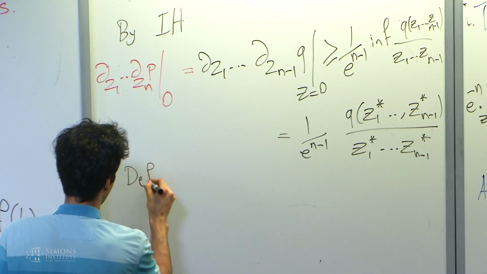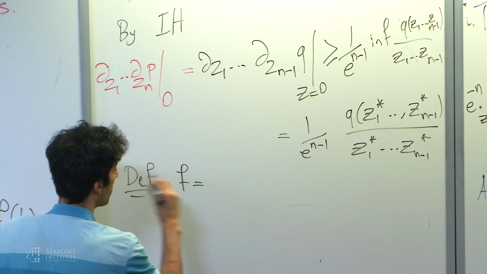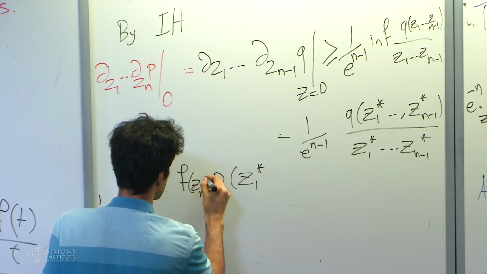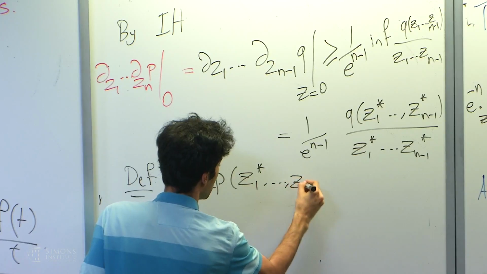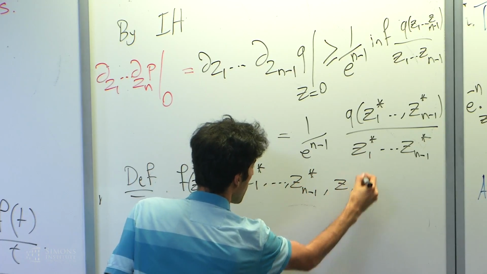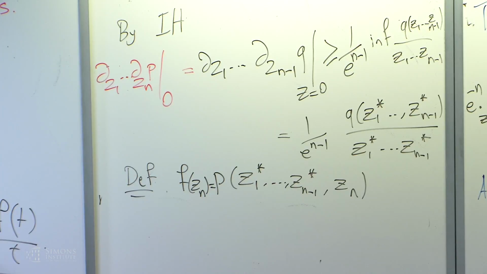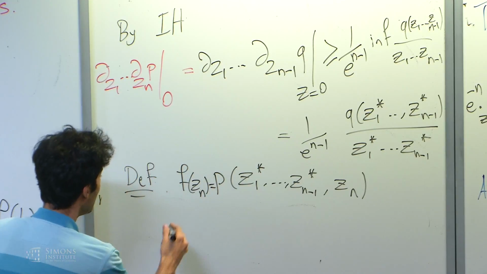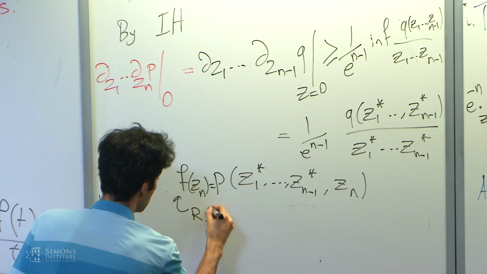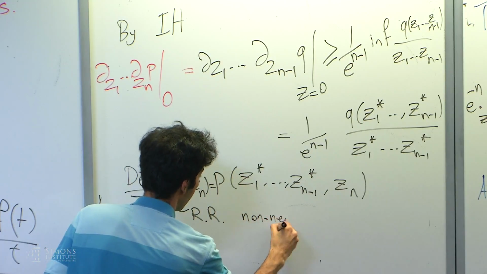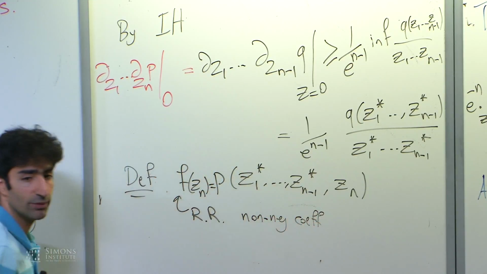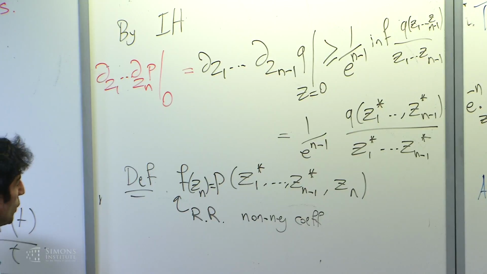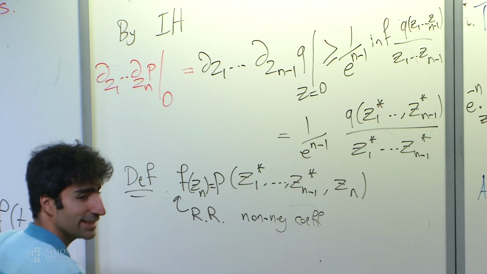So now define f to be P of Z1 star, so it's a univariate polynomial. f of Zn to be P of Z1 star up to Z(n-1) star, comma Zn. Okay, so I specialize to Z1 star up to Z(n-1) star. Again, f is real rooted with non-negative coefficients, because I just specialized to non-negative numbers, and these Z1 star up to Z(n-1) star are non-negative. So f is real rooted with non-negative coefficients. So I can apply this base case again to f.